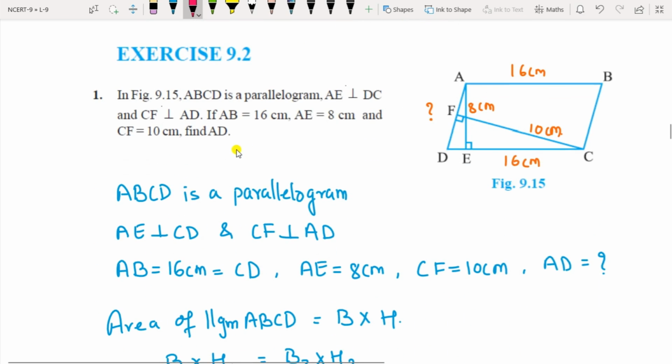Okay. Let us start with exercise 9.2 here. If the figures are not given, you have to draw the figure according to the given question. So here ABCD is a parallelogram, AE is perpendicular to DC and CF is perpendicular to AD. The lengths of the sides have been given: AB is 16, AE is 8, CF is 10, and you have to find AD. Now since this is a parallelogram, if AB is 16, then CD will also be 16, as opposite sides of a parallelogram are equal, that we have studied in exercise 8.1.